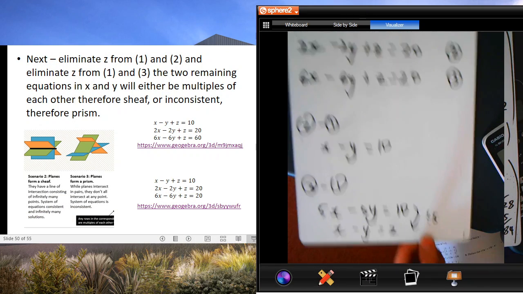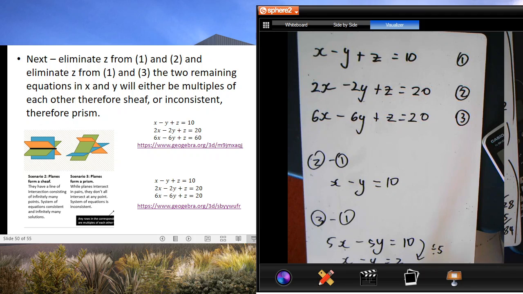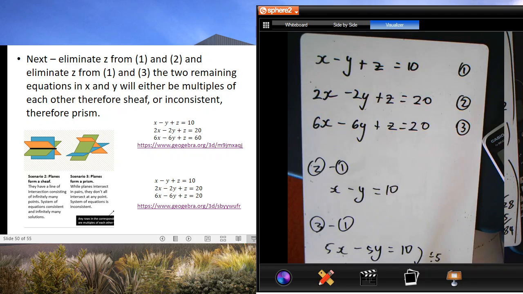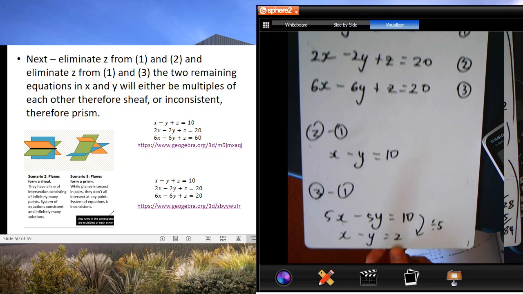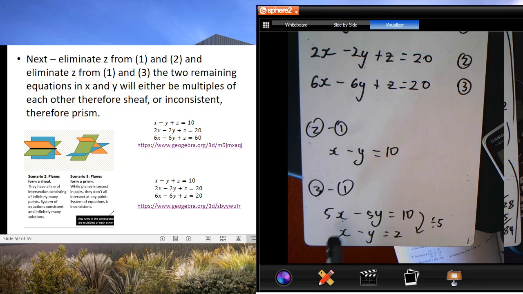Coming back to this second one here now, if I started with this system of equations, x minus y plus z equals 10, 2x minus 2y plus z equals 20, and 6x minus 6y plus z equals 20, I could eliminate z from equations 1 and 2, which gives me x minus y equals 10. Eliminate z from 1 and 3, gives me 5x minus 5y equals 10. Simplify that, gives me x minus y equals 2. I can see again by inspection these are not the same line. Because these are not the same line, I know that my three planes must be forming a prism.